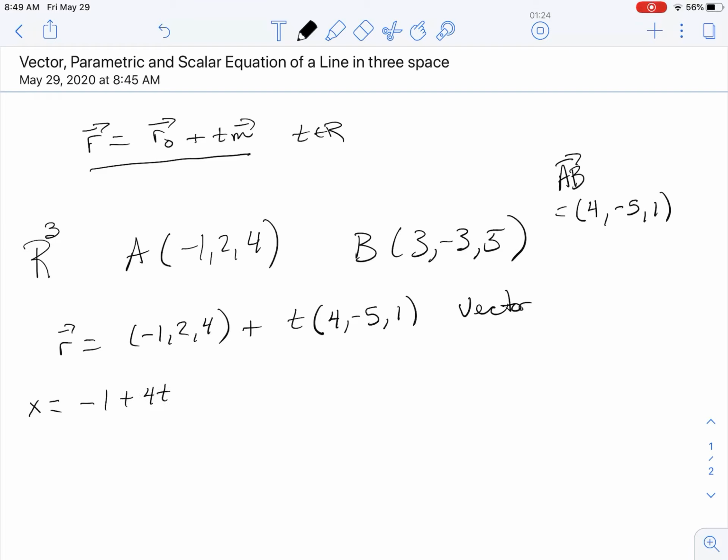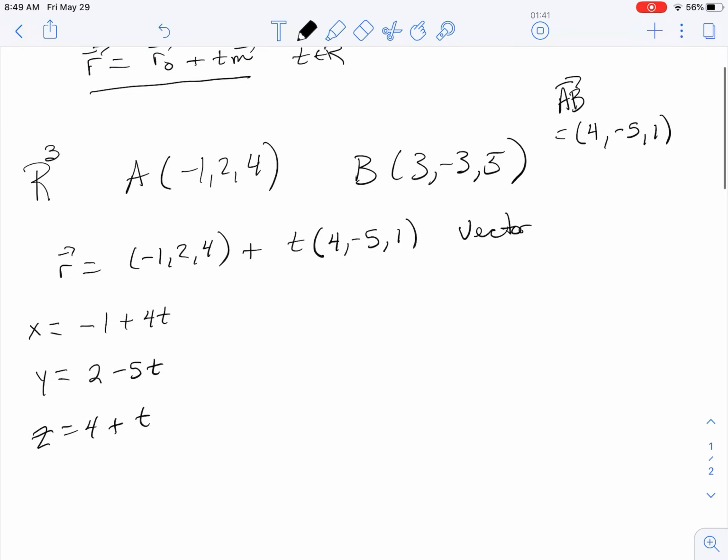Let's separate the x coordinates, just like we did in 2-space. Okay, and I think I did that correctly. Now let me label this. This is parametric. Now, when you're in 3-space, you can create the scalar equation, which you don't have in 2-space. It's just another way of representing the same line.